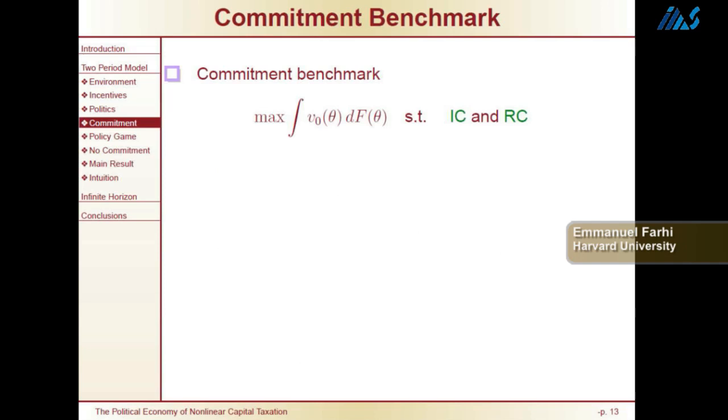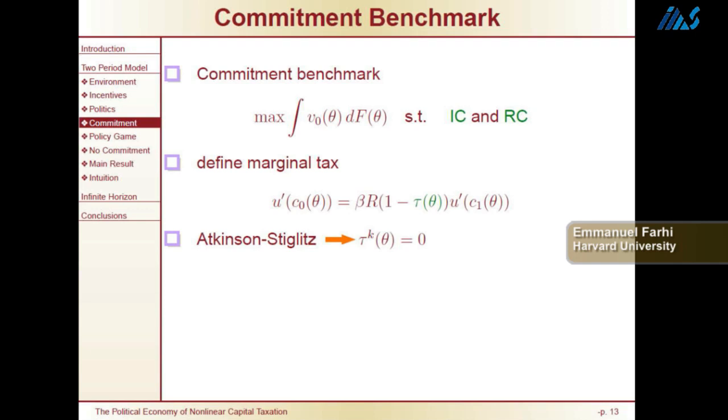So the commitment benchmark would just then maximize utilitarian welfare subject to incentive compatibility and resource feasibility. Then there's a solution to this simple planning problem, and I could define an implicit marginal tax rate on capital from the Euler equation, just as we've done many times so far. And the result, which is really due to Atkinson and Stiglitz, that's their framework as I was emphasizing, is that in this case, you get zero taxes on capital. Okay, it's actually more general in the sense that you could put any kind of Pareto weights here, and you would find zero taxes on capital. So any constrained Pareto efficient allocation would have zero capital taxation under commitment. Okay, and it's something that relies on separability.